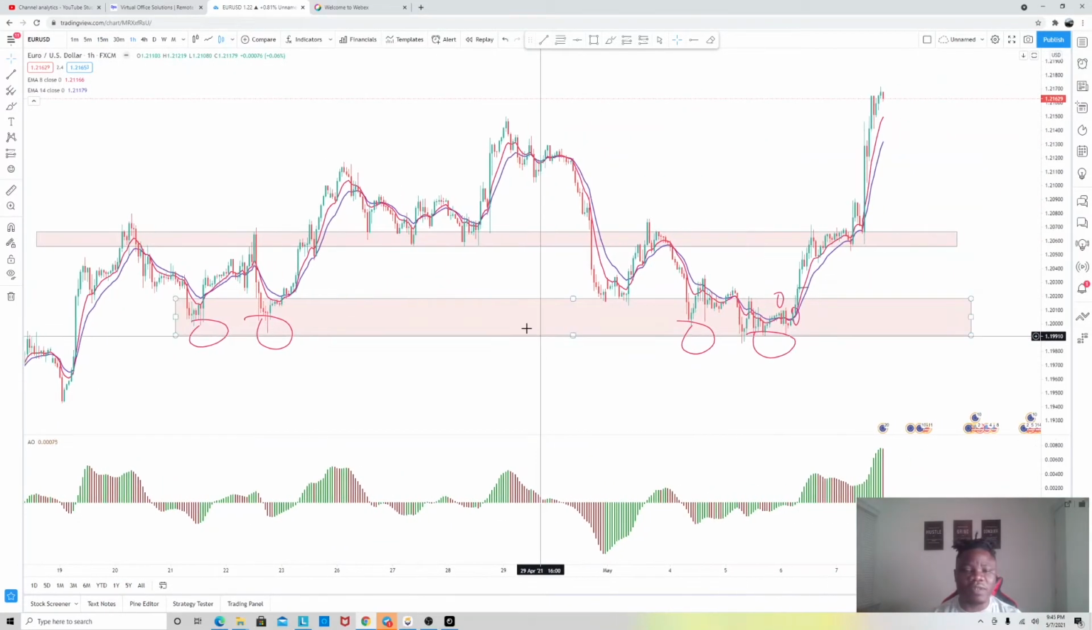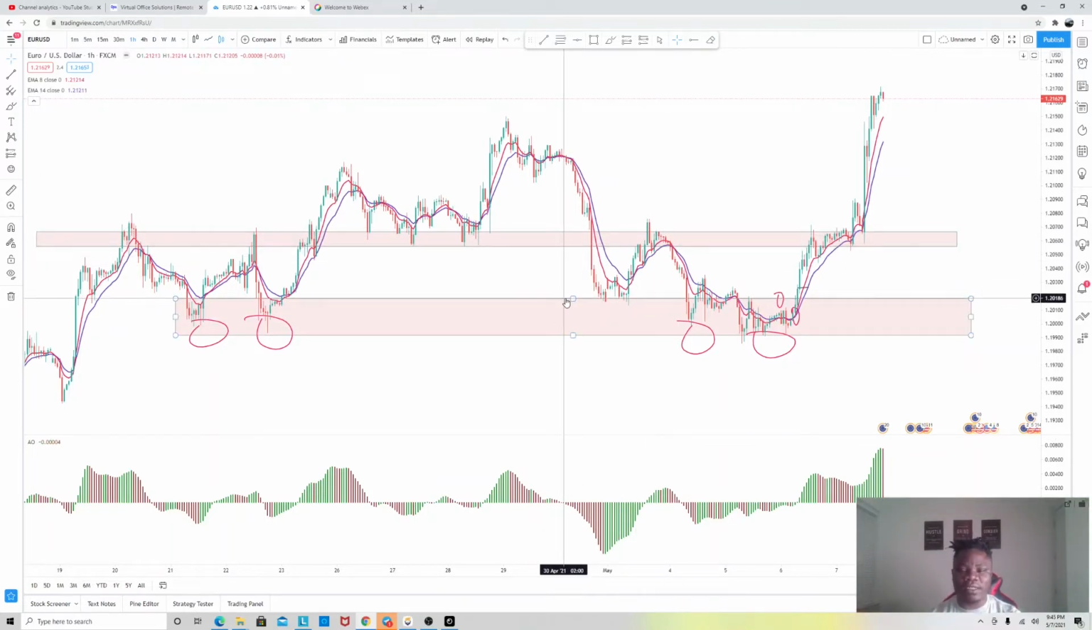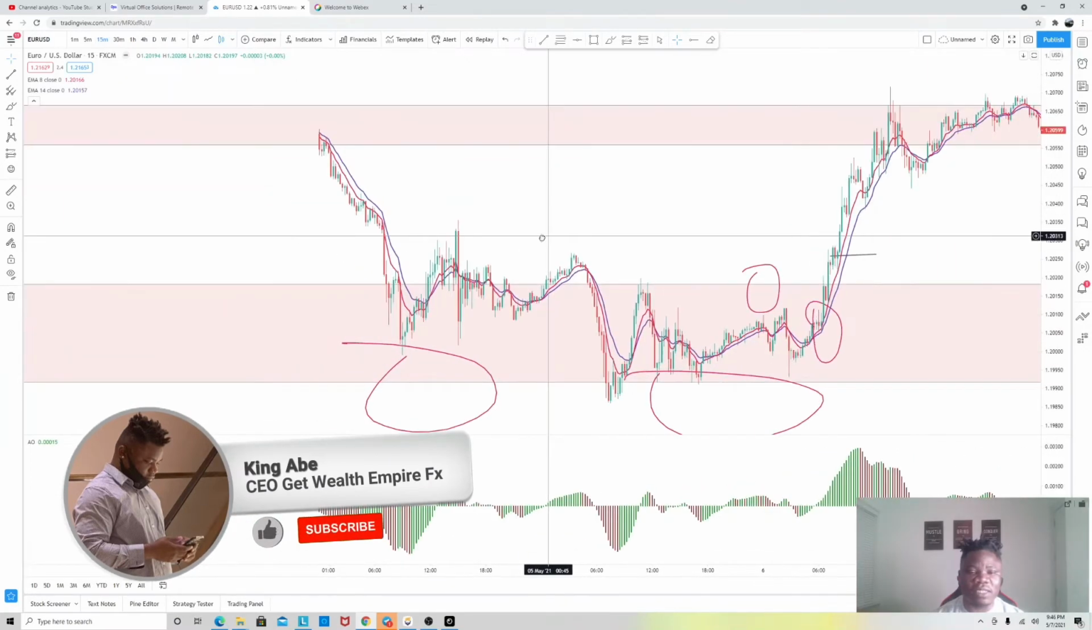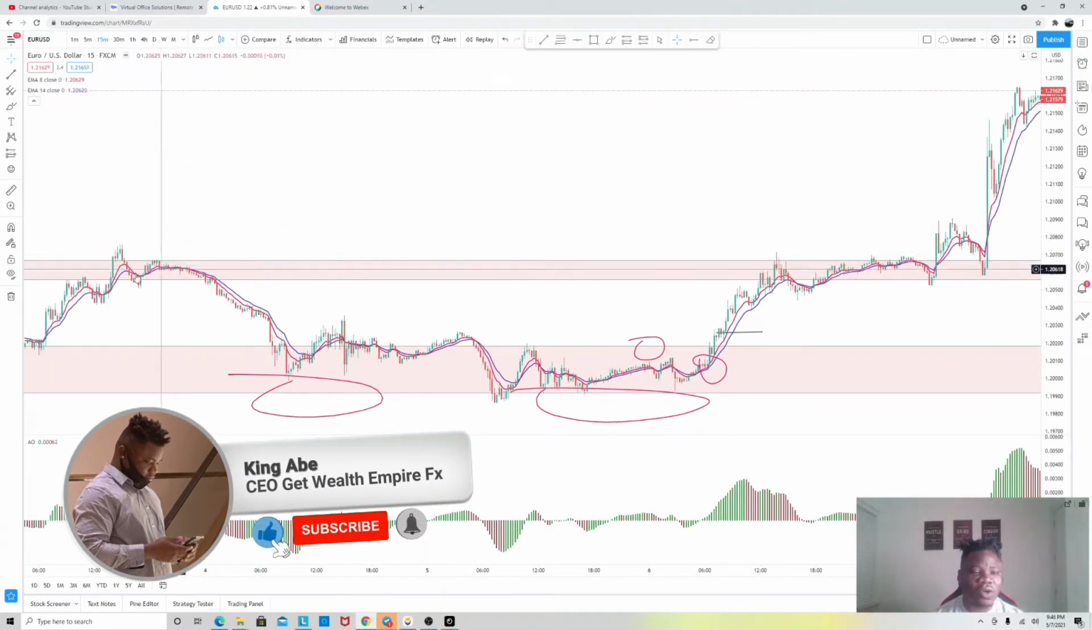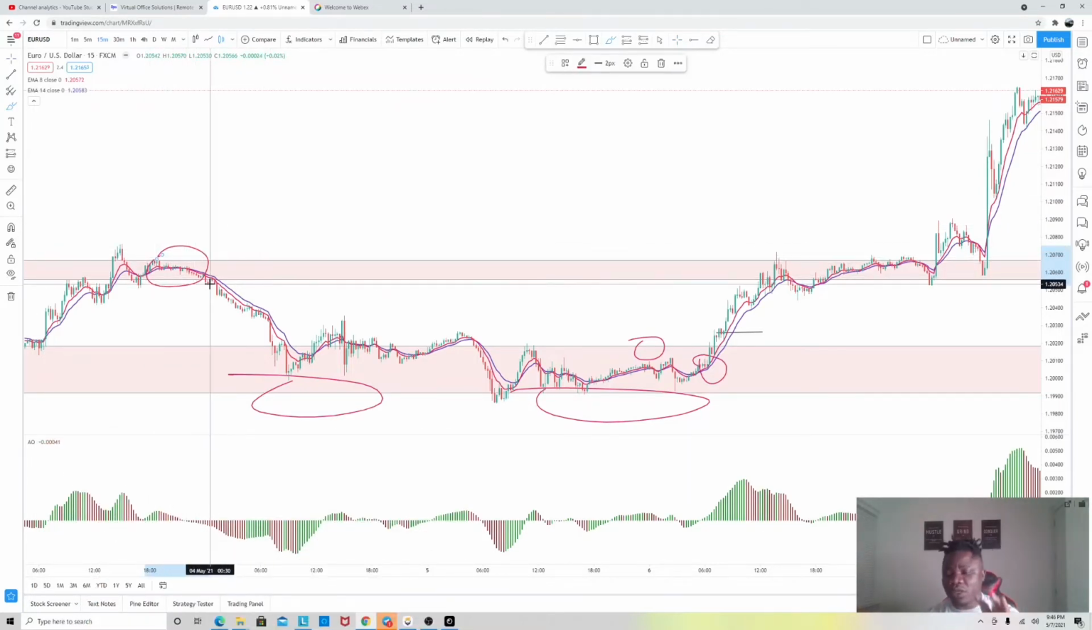As you guys can see right over here, resistance became support became resistance right over here. So automatically that's the zone you're going to anticipate that price is going to get to on the 15-minute time frame. As you guys can see, we have that zone, and that's that zone right over here. So that's the zone we're going to target.